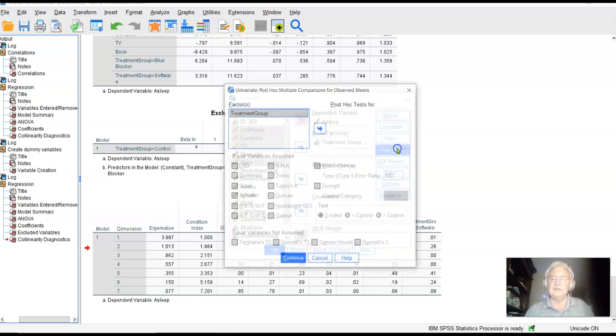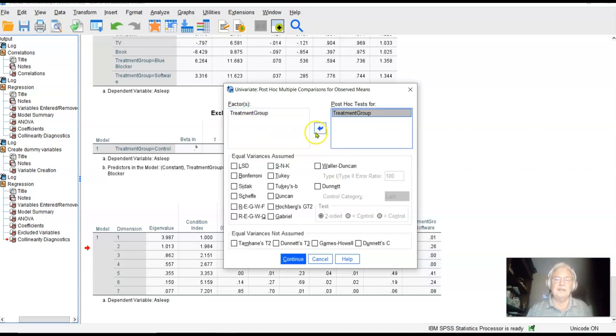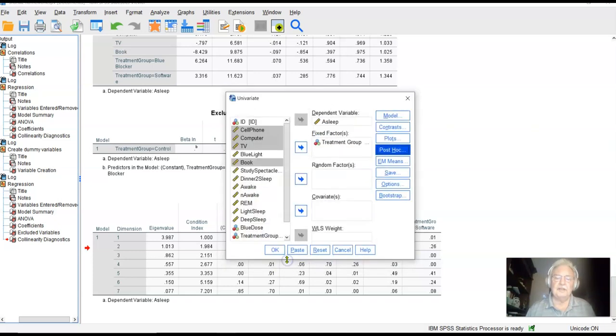And now we can do some post-hoc tests because the only thing we have is a one-way analysis of variance. This wasn't really a one-way analysis of variance before because we had those continuous variables in the covariate section. So now we're going to come in here, we're going to do our treatment group. And then we've done LSD. We can do Tukey. We can do Bonferroni and continue.